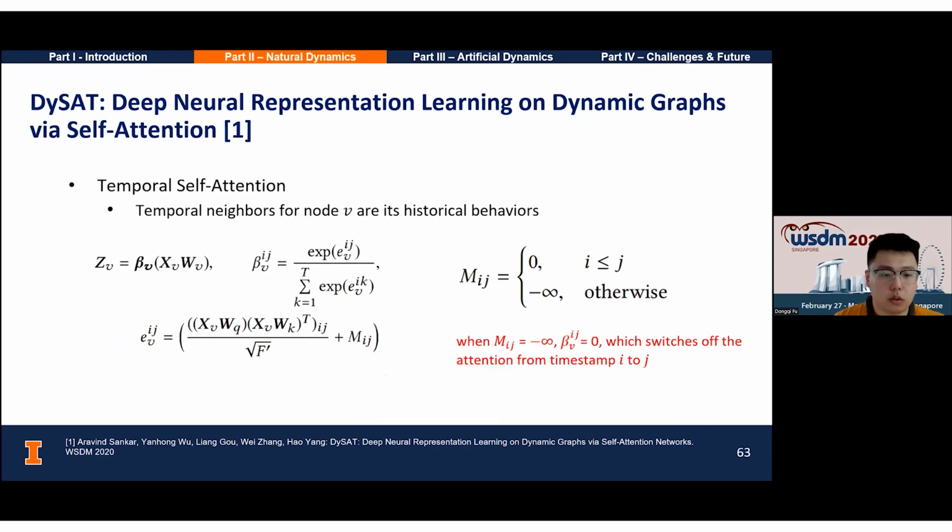So then we can introduce what MIG means. The MIG is simple to understand. If I is smaller than G, then MIG equals 0. Otherwise, it equals negative infinity. Which means that when MIG equals negative infinity, the beta IG will equal 0, which switches off the attention from time step I to time step G. Again, it forces the learning to follow the auto-regressive, which means the current step can only attend to its previous time steps.